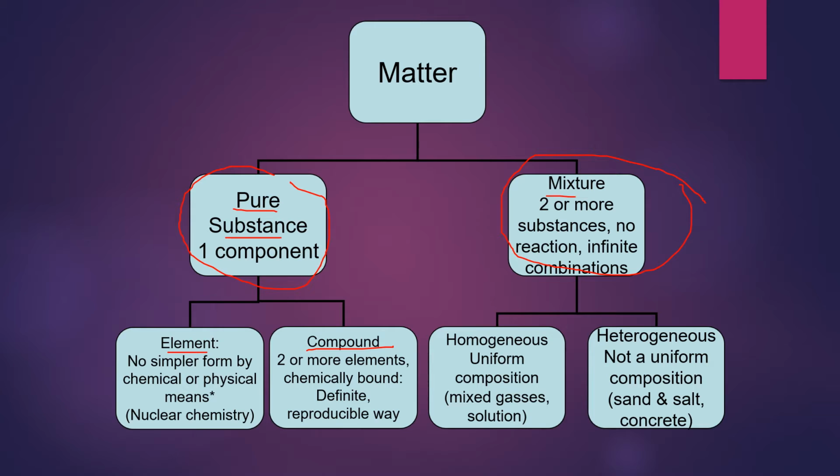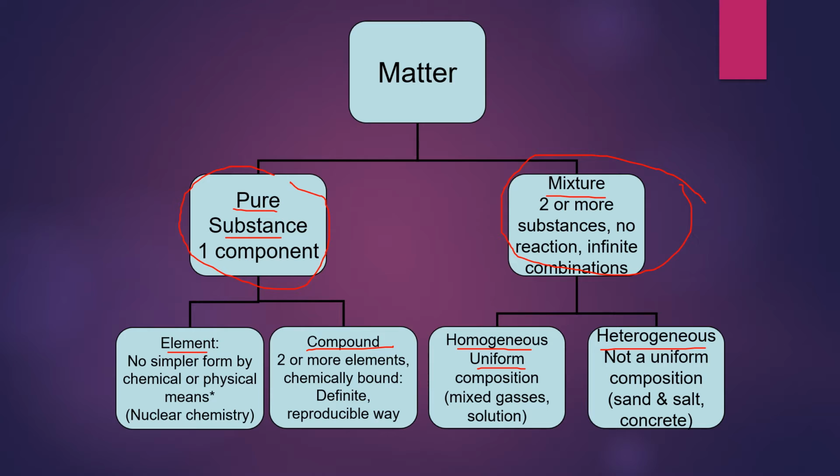Looking at mixtures and breaking that down further, we have homogeneous and heterogeneous. So homogeneous mixture, this would have uniform composition. Okay, so to figure out if something's homogeneous, a good way to do that is if you took two samples of the same mixture and both samples were identical in composition, they had the same percent of every compound present in them, then it would be homogeneous.